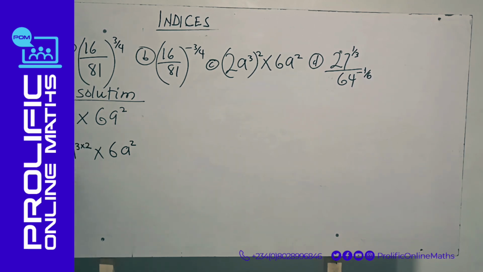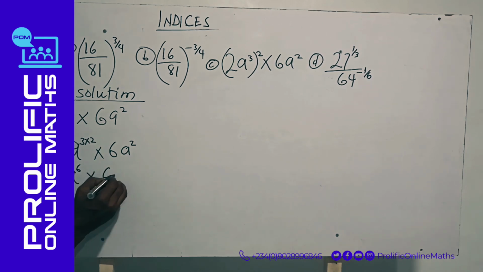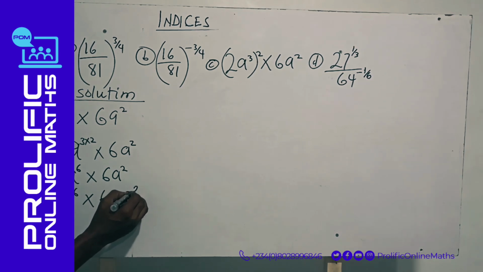So that will give us 4 multiplied by a raised to power 6 multiplied by 6a raised to power 2. Now look at this. We have a raised to power 6 and we have a raised to power 2. We can also express that as 4 multiplied by a raised to power 6 multiplied by 6 multiplied by a raised to power 2.